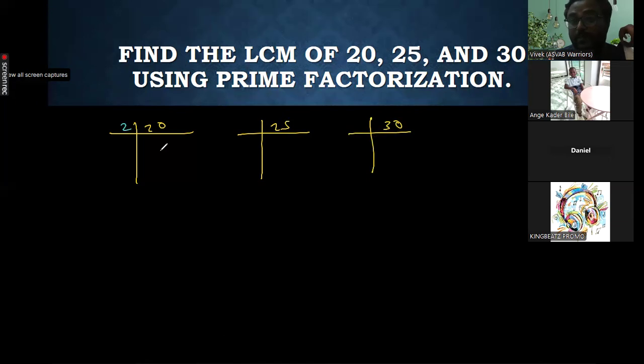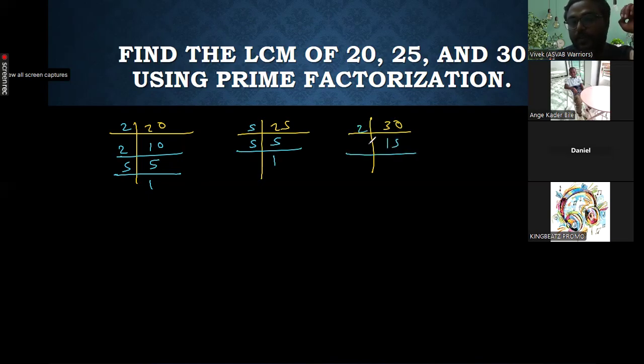So 20 can be divided by 2, we have 10. 10 can be divided by 2, we have 5. 5 divided by 5 is 1. So 25 can be divided by 5. 5 divided by 5 itself. 30 can be divided by 2. 30 divided by 2 is 15. 15 divided by 3 is 5. 5 divided by 5 is 1. So now, what will we do, guys?